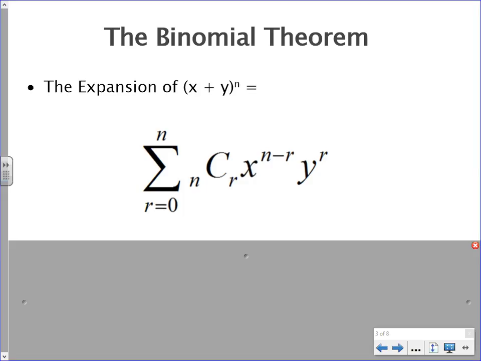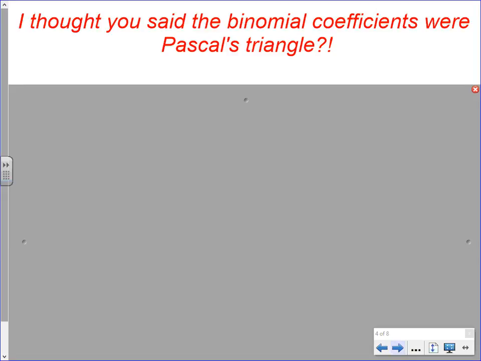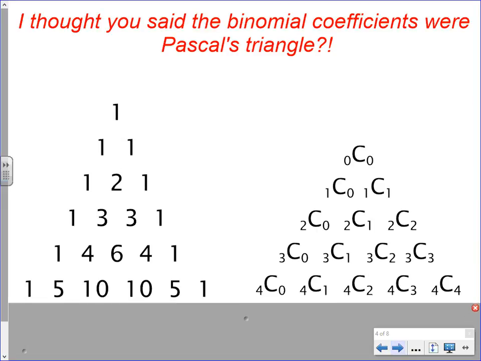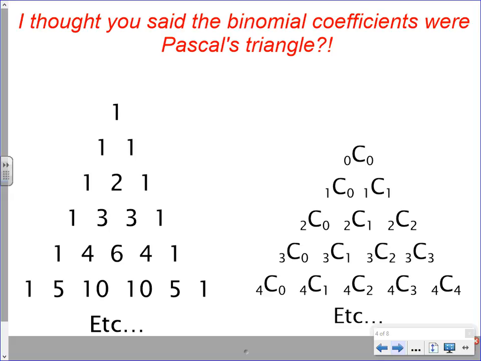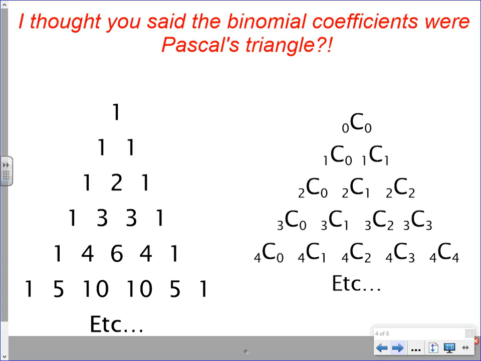Mrs. Holman, you just told us that the coefficients of a binomial are Pascal's triangle. But here, I'm telling you that they're this. Guess what? Pascal's triangle is the same as when we list out these combinations. Isn't that cool? Sure you got the pattern.